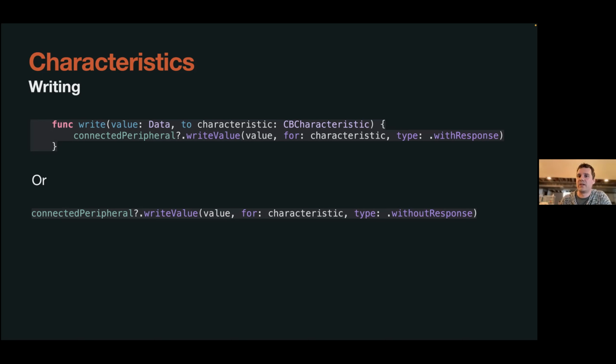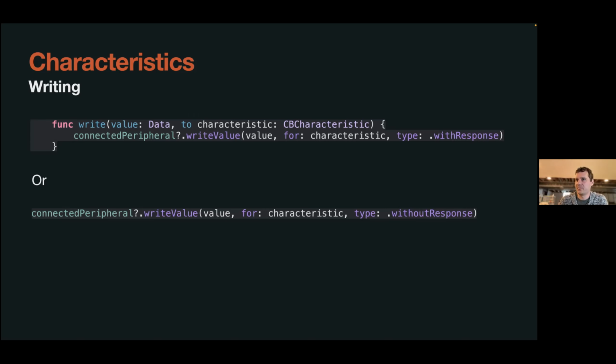There's two ways to write a value. You can write a value to the characteristic, and you can see the parameter on the right side there, with response or without response. Without response will be done quicker. So if you're going to be writing values very fast, you may want to write without response, because with response will slow you down.